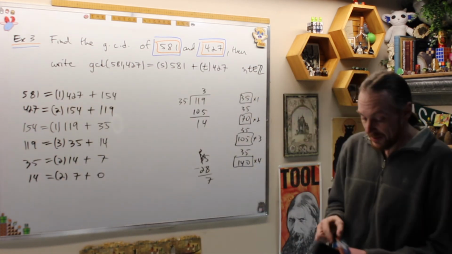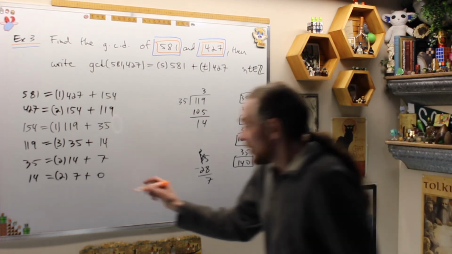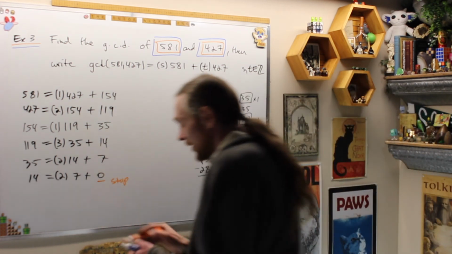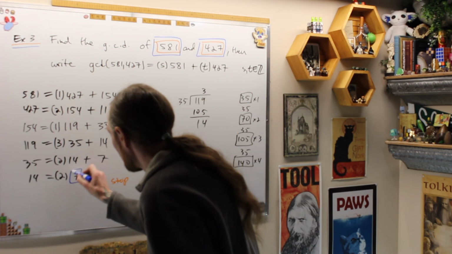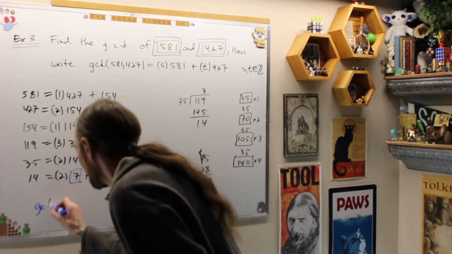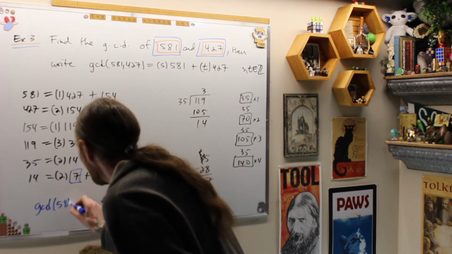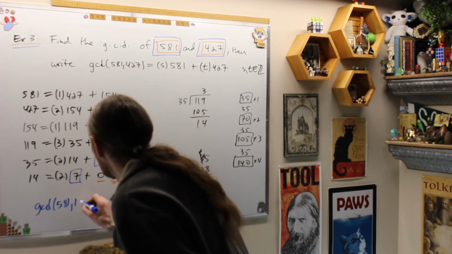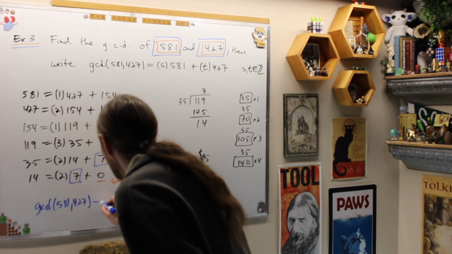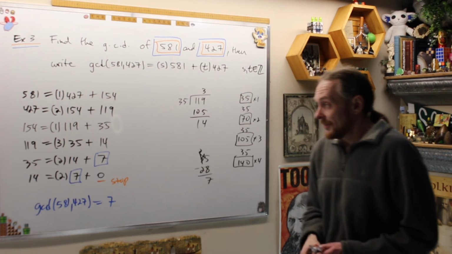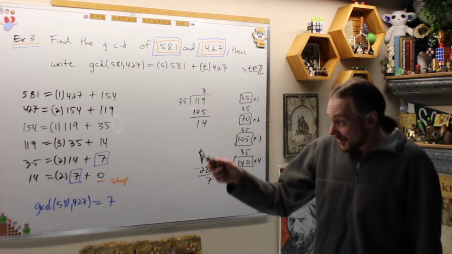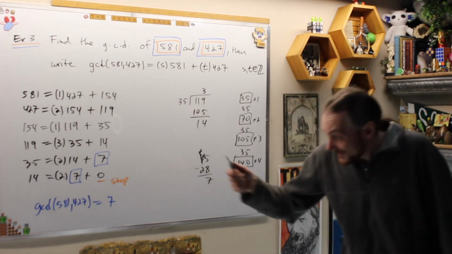What does that tell me? That tells me I can stop, and my GCD is going to be 7. The GCD of 581 and 427 is equal to 7. The largest positive number that divides both 581 and 427 is 7.